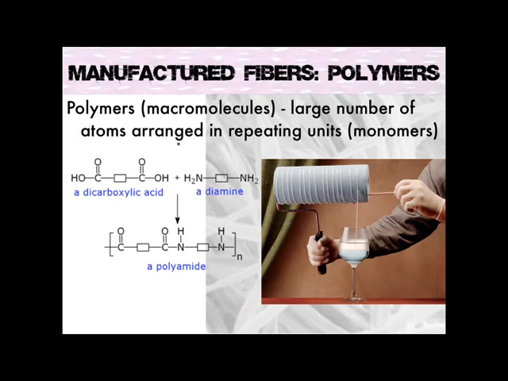One term to note in manufactured fibers is polymers. Polymers are macromolecules, so it's a large number of atoms arranged in a range of repeating units, and these repeating units are known as monomers. In this case, you can see this is nylon. Nylon is a polyamide, and you get it from having these two monomers combined, a dicarboxylic acid and a diamine, and then you form a polyamide, and then this repeats over and over, and then that becomes the polymer.